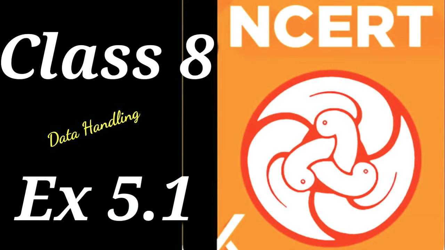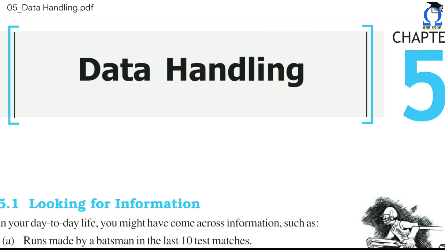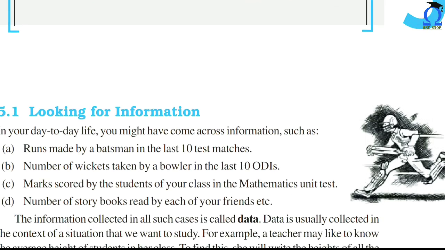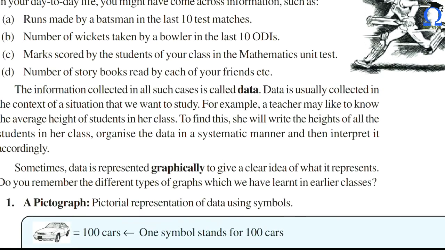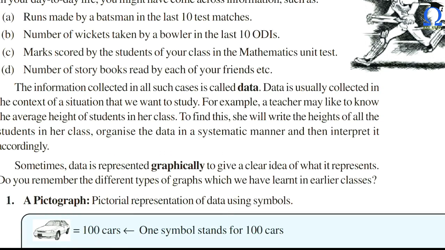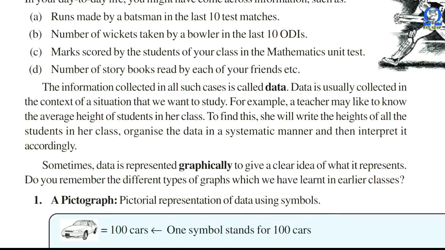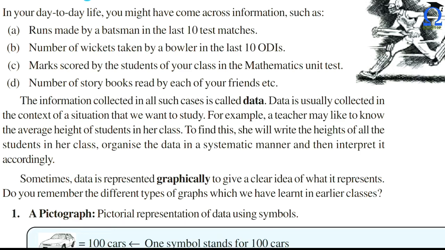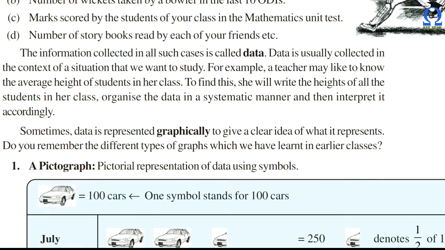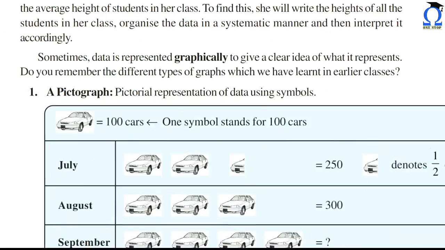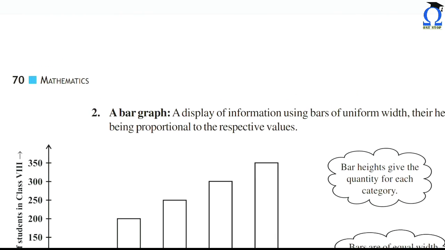Okay, now let us start our next chapter, that is data handling, chapter 5 of class 8. Now, first information is the data. The collection of any information is called actually data as given in your book, and there are many types of graph to represent these data, like a pictograph as we have done in class 6 onwards, then a bar graph.